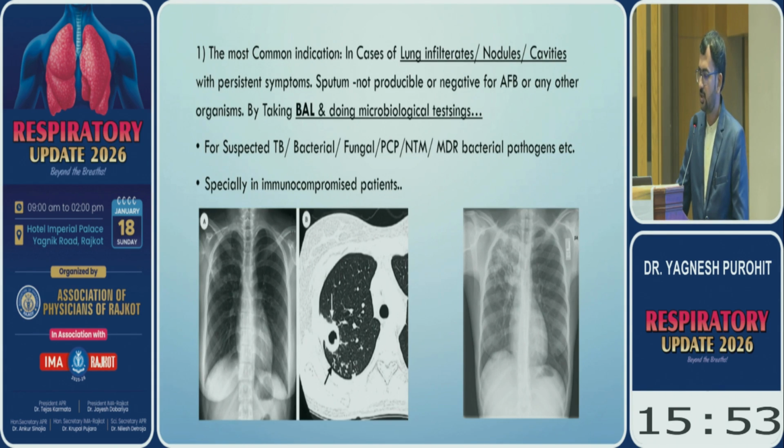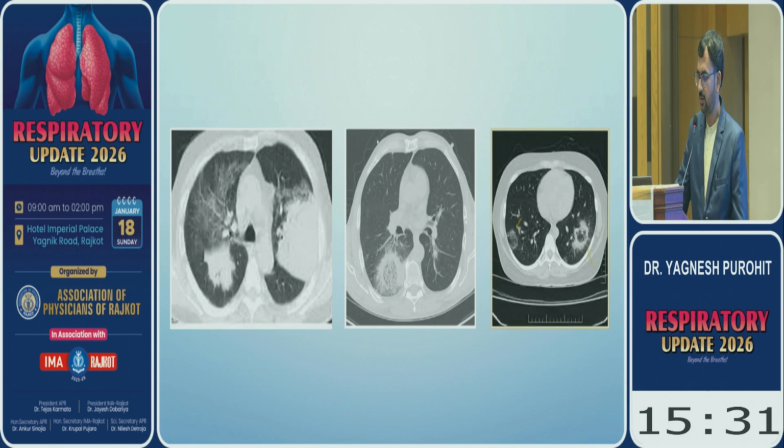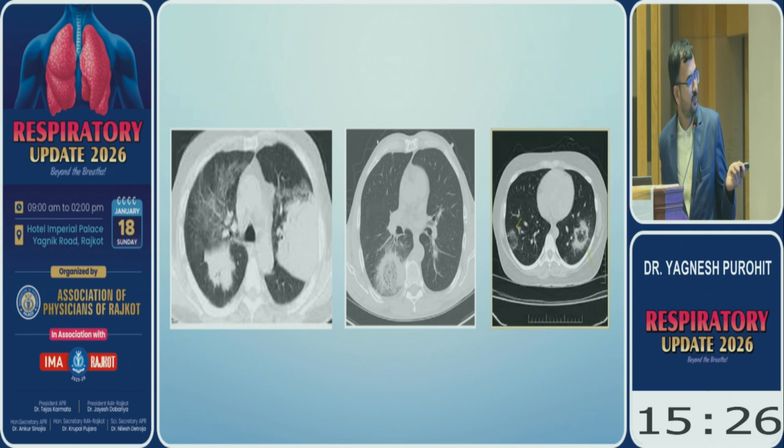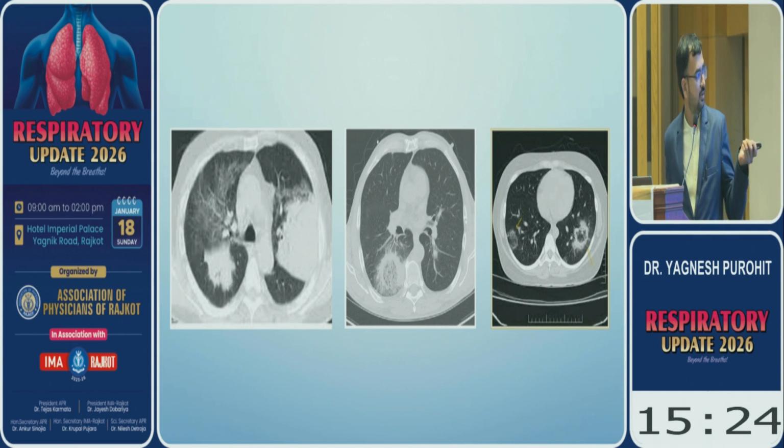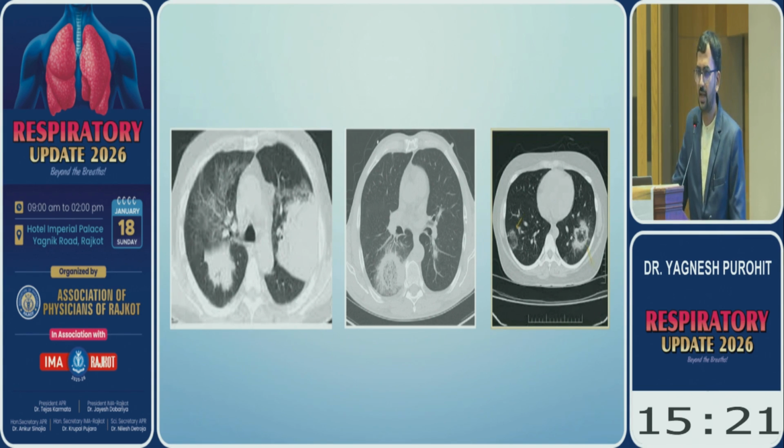The most common indication in cases of bilateral lung infiltrates or cavities or nodules, when we are not having any microbiological diagnosis and patient is not improving with our current treatment, then we can do the bronchoalveolar lavage and sample, and can have a microbiological diagnosis, especially in case of COX or any MDR bacterial pathogens or PCP or atypical mycobacteria. If we are having such kind of radiological findings, then it is better to have a microbiological diagnosis upfront, because sometimes this patient does not give us time.